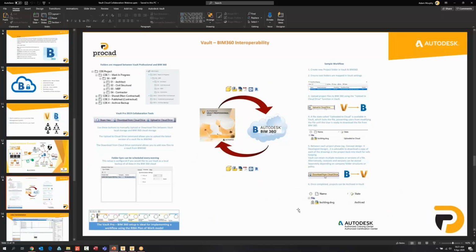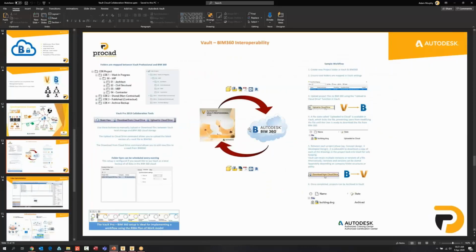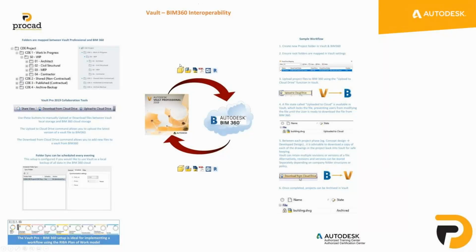Again, this is just kind of how it works. Apologies, I'll just full screen this page as well. So you have Vault and you have BIM 360. You can upload and download to and from both. What you need to do is map your project folders top level. So your top level folder here, in this case CDE project, has to exist in both platforms, and in the Vault settings you just map those to each other.